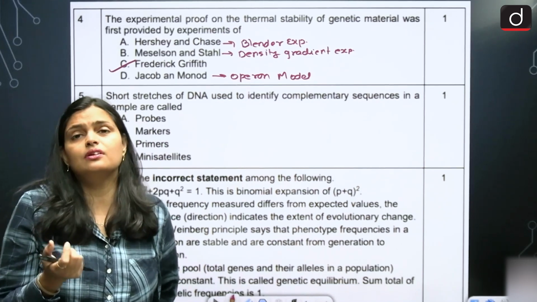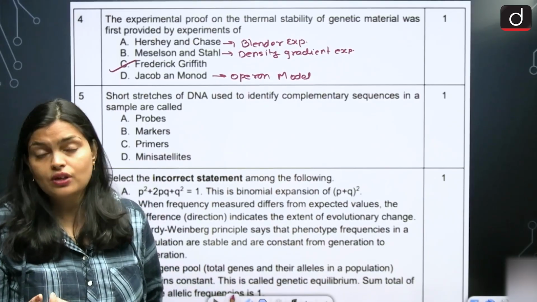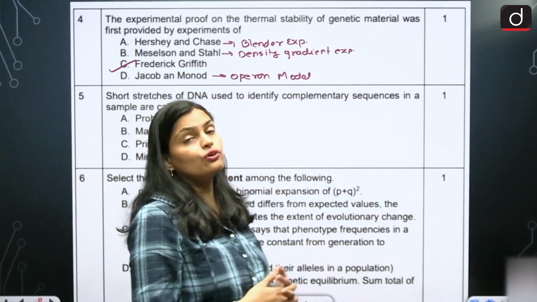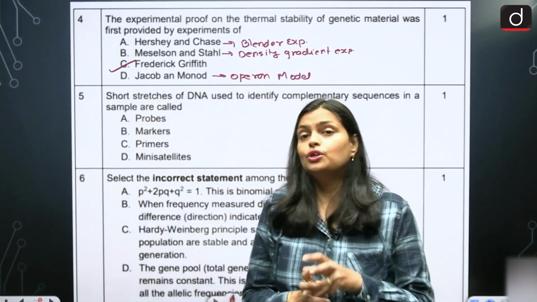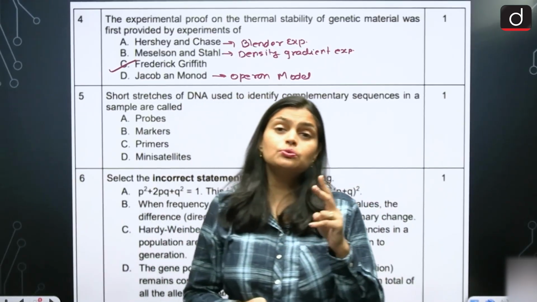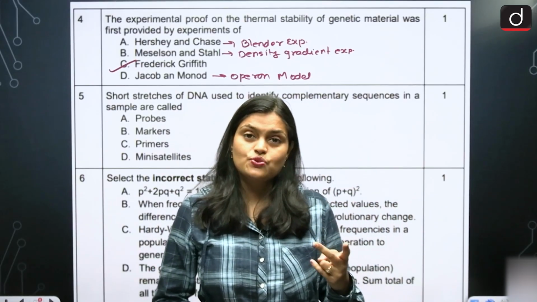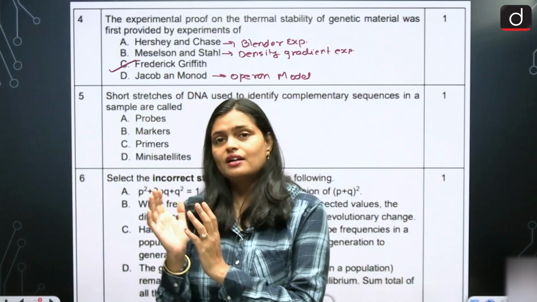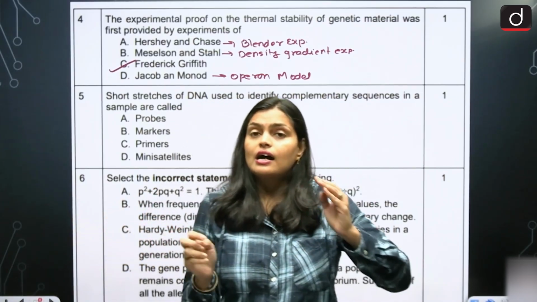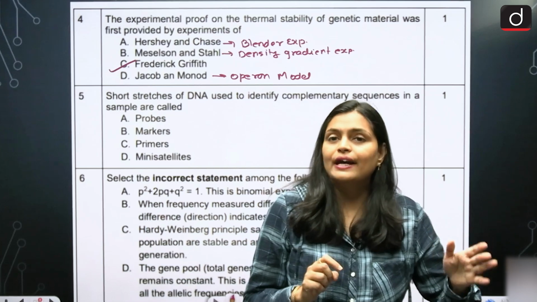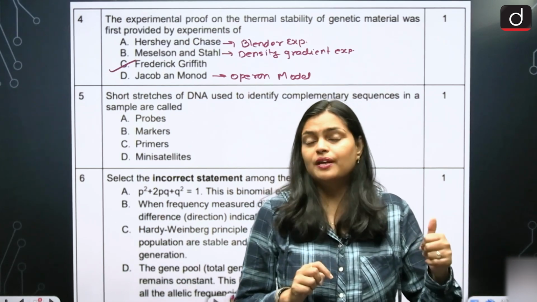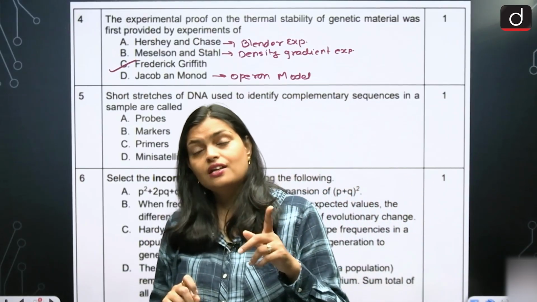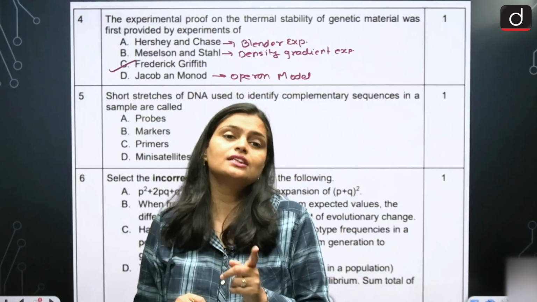Griffith chose a bacteria named Streptococcus pneumoniae. This particular bacteria is responsible for causing pneumonia. He chose two strains of this bacteria, R strain and S strain. R is the rough strain, S is the smooth strain. R strain is non-virulent, meaning the R strain bacteria do not cause any disease, and the S strain is virulent, which causes disease.